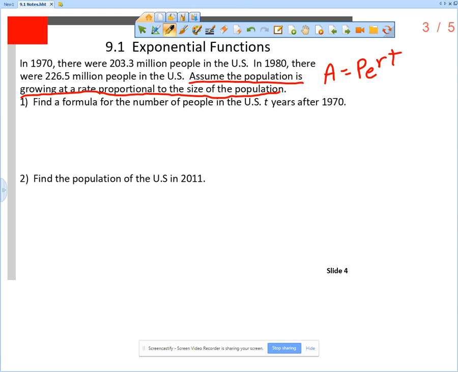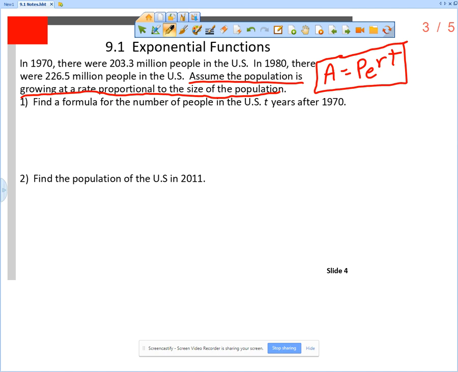Now, you don't have to redo that differential equation each time. We are simply doing these as pre-calc questions, understanding that this formula applies. So, find a formula for the number of people in the U.S. t years after 1970.